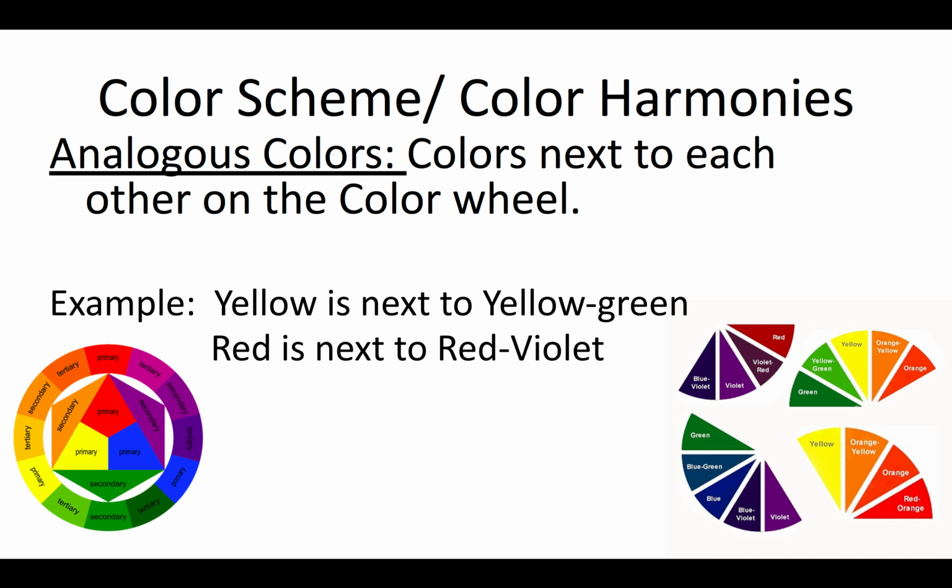An analogous color scheme. These are colors that are next to each other on the color wheel. So for example, yellow is next to yellow-green, red is next to red-violet. The way that I remember this is Anne, Al, and Gus were neighbors. Get it? Analogous, Anne, Al, and Gus. So they're neighbors. They live next to each other. So analogous colors live next to each other on the color wheel. They are colors that are right next to each other.